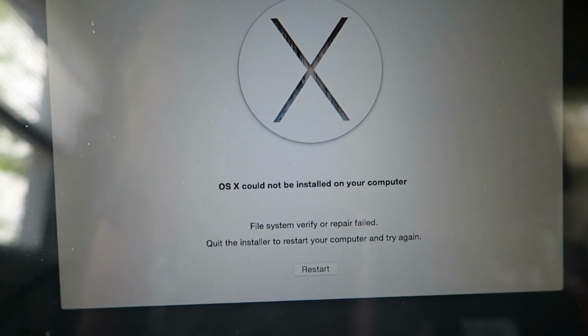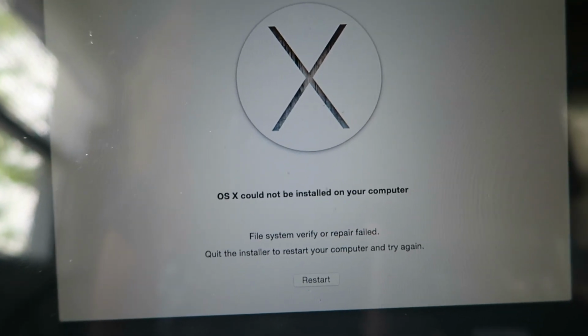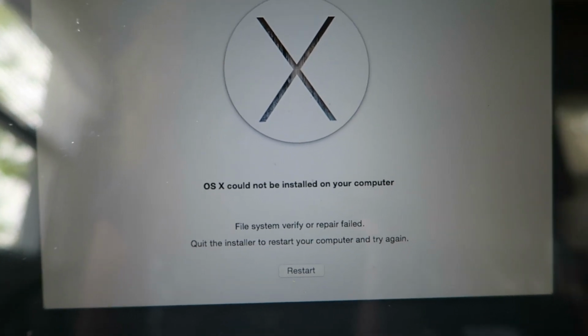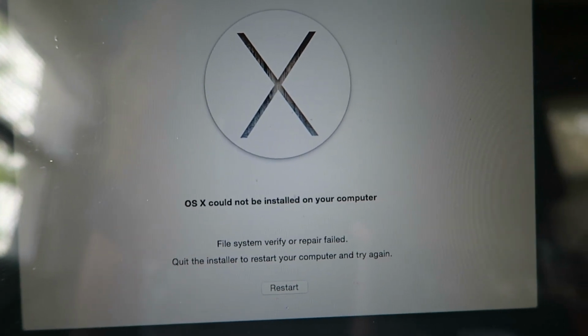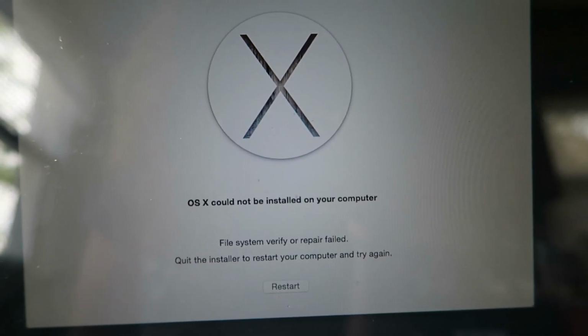But when I try to reinstall the operating system, I then get this message: File system verify or repair failed. Quit the installer to restart your computer and try again. The problem is that every time I quit the installer to try again, I get the same exact message.